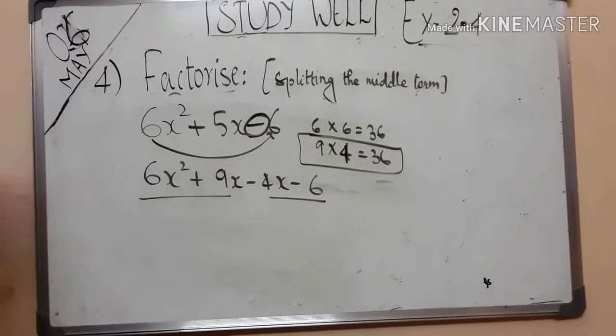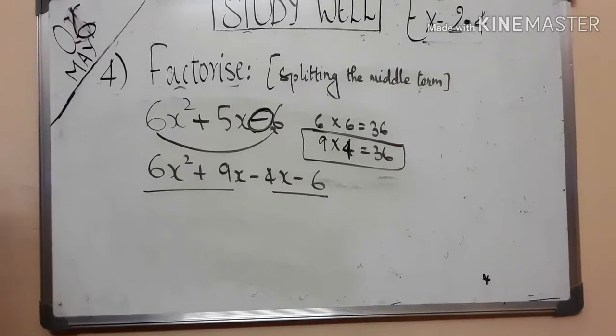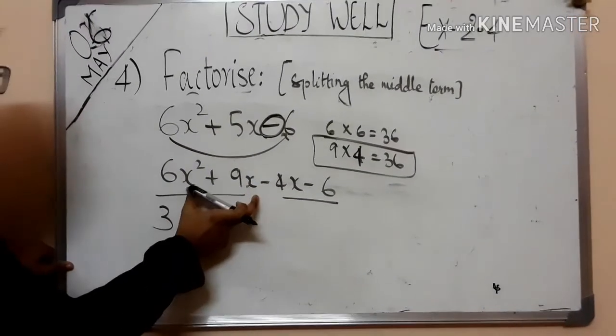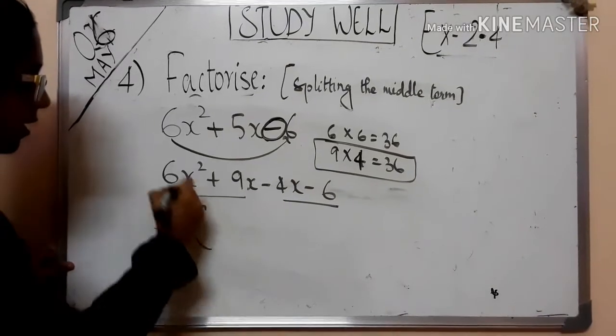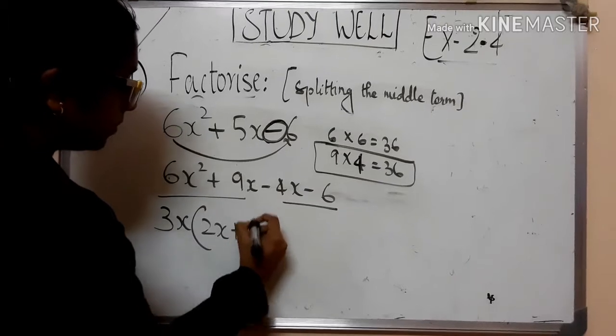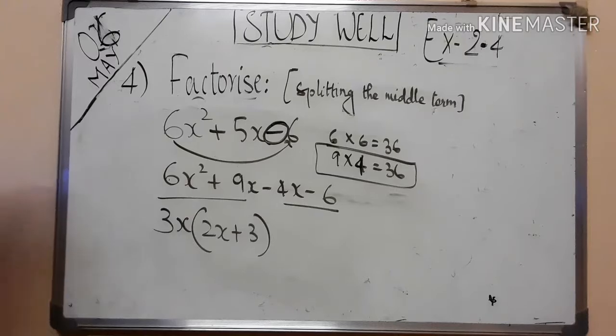So what can we take out here? 3. We can take out 3. So when we take out 3, along with 3 we can take another variable, that x also we can take out, because x is common. We cannot take x square because 9 doesn't have an x square. 9 will get sad. So here 2x plus 3 will be what is remaining in the bracket.